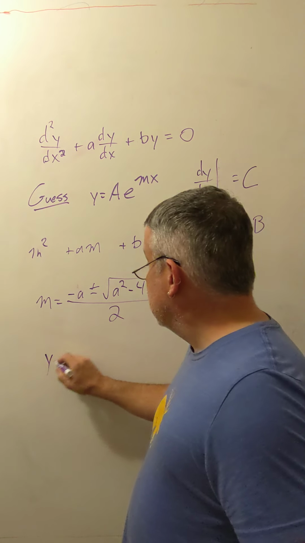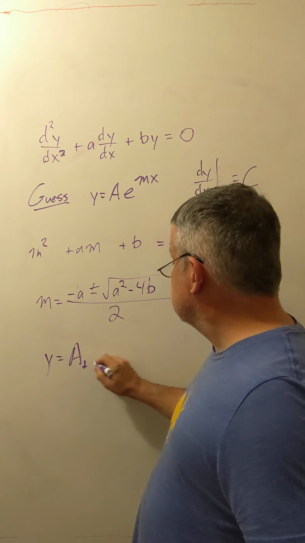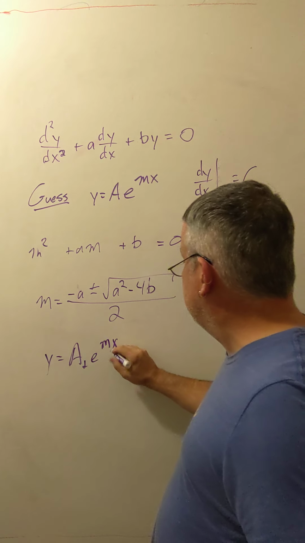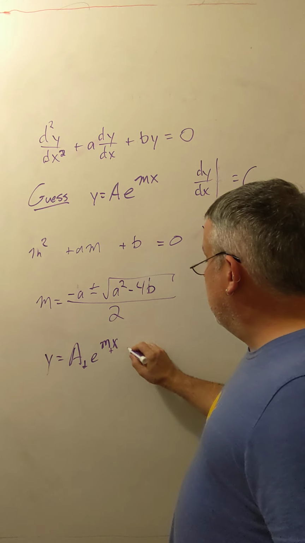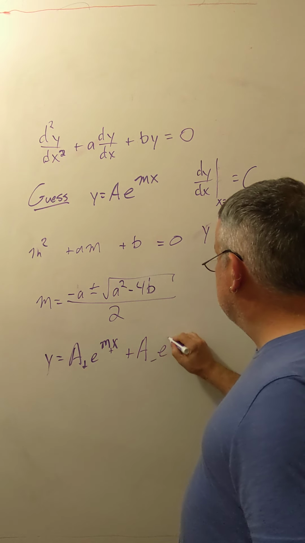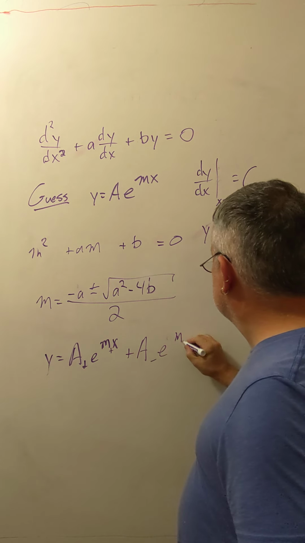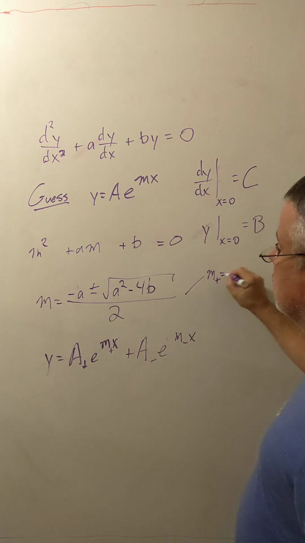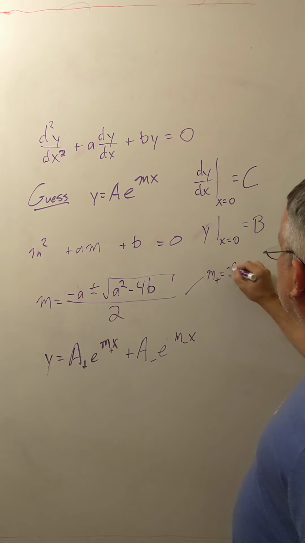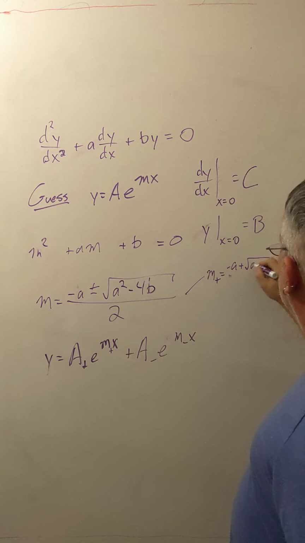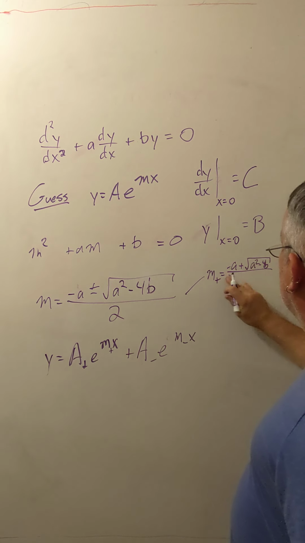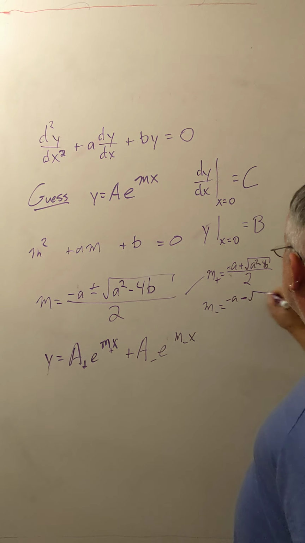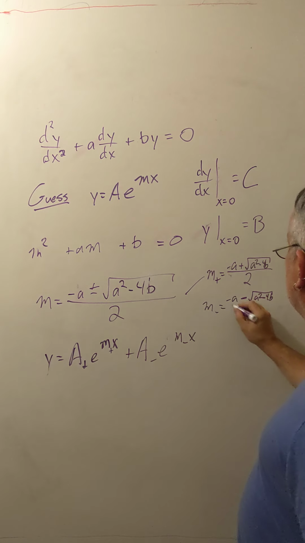So we can write the combined solution as something like this. Let's put it with a plus sign to indicate the positive root, and that has the positive m plus, which is the positive root here, and then plus a minus e to the m minus, the minus root, which isn't quite the same thing. And by this, I mean m plus equals minus a plus square root a squared minus 4b over 2, and m minus equals minus a minus square root a squared minus 4b over 2.